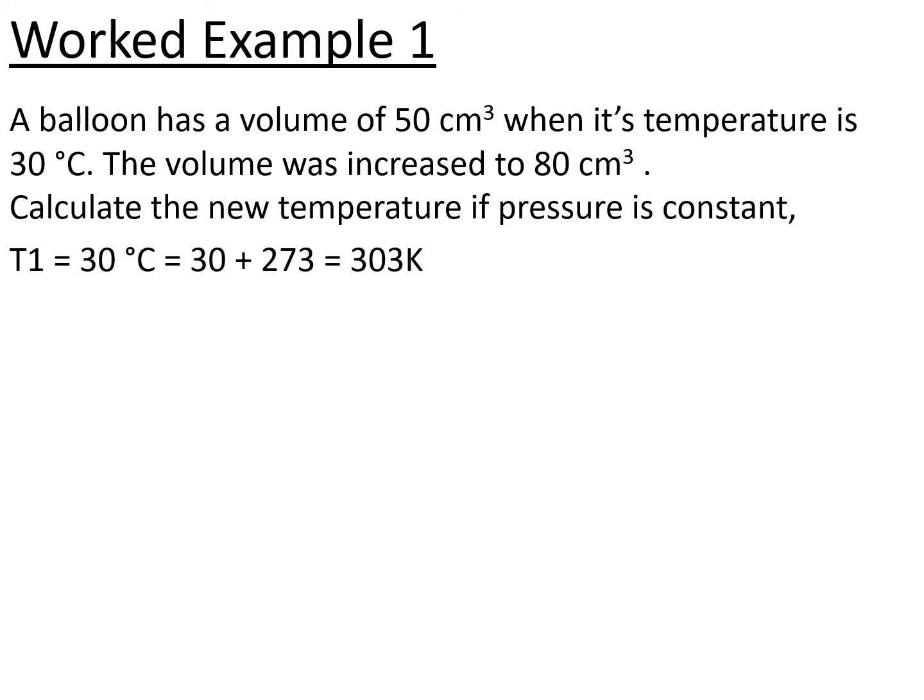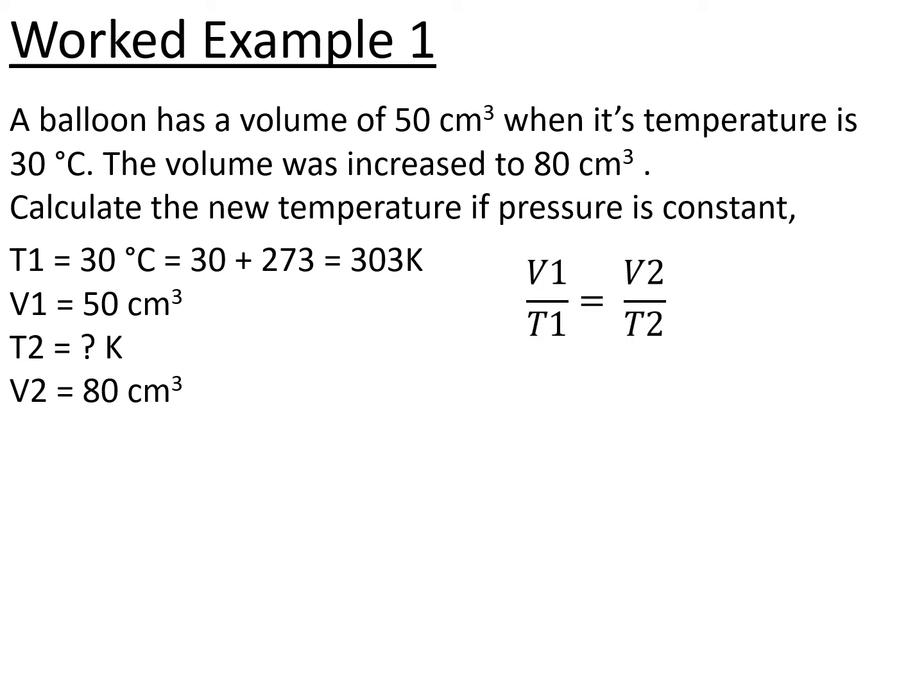So first of all, remember temperature has to be in kelvins. So to convert degrees Celsius to kelvins, we add 273. And then the volume is just in centimeters cubed, so we're okay there. Temperature 2 is the thing that we're looking for, and V2 is 80 centimeters cubed. So we write down our equation, and we plug in our numbers.